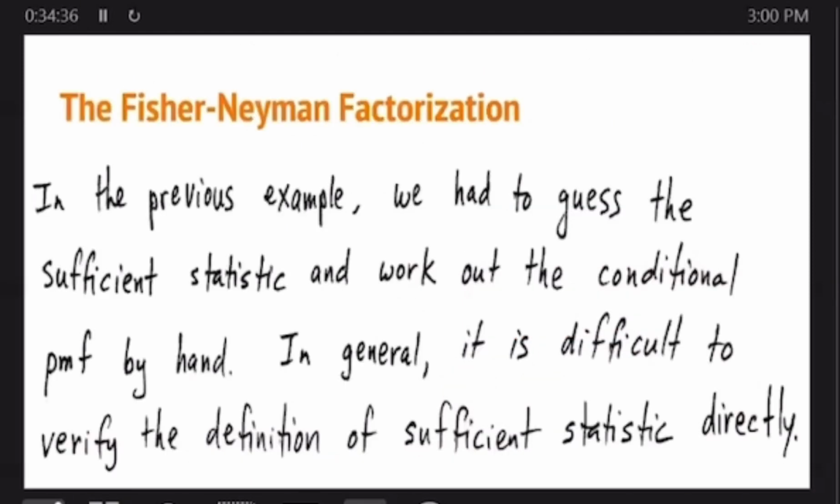Now let me tell you this. Most of the time, depending on the probability distribution of the population, we may not be able to go the way we went the other time. It could be complicated. Because of that, Fisher and Neyman came together and gave us an easy way to figure out a sufficient statistic. I need you to listen now. You know what they did? What they did is this.